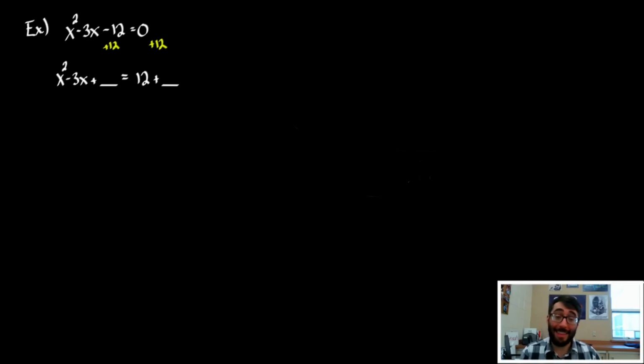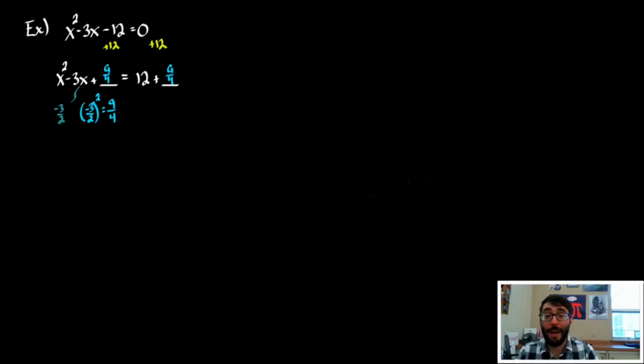So remember, to get that number, we take half of the linear coefficient. So I'm taking half of -3, and half of -3 is -3 halves. Don't write that as -1.5. That's going to make it a little bit more confusing than it needs to be. Leave it as -3 over 2. That's -3 halves. And then we square that number. So -3 halves squared is 9 over 4. So that's what I'm adding to each side, 9 over 4.